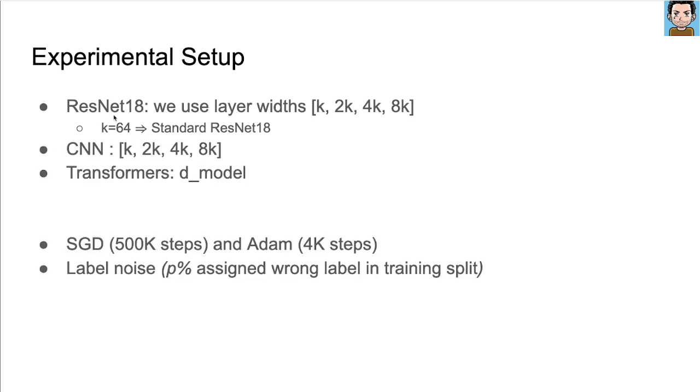Besides ResNet 18, the paper shows double descent on vanilla CNN architecture without residual connections and the transformer architecture. For CNN, the paper controls the number of parameters by changing the number of filters. For transformers, the paper controls the model capacity by changing the embedding dimension d_model. The paper uses SGD and Adam optimizer in their experiments. Also, the paper evaluates double descent at different noise levels in the dataset. Noisy labels are injected by randomly assigning an incorrect label to p% of the samples.